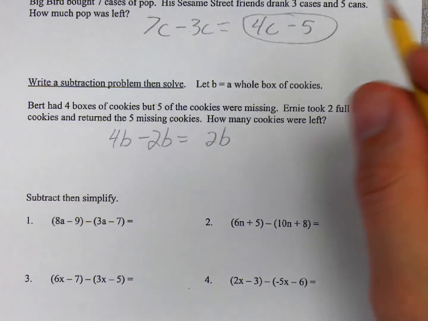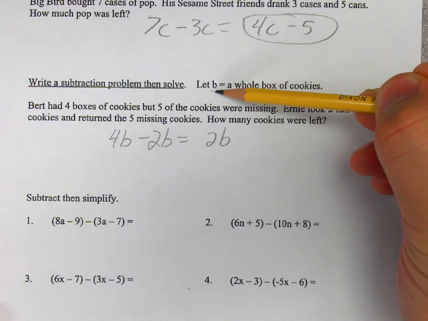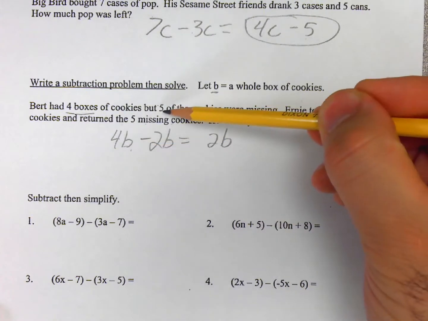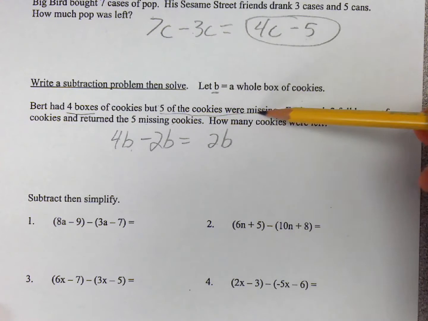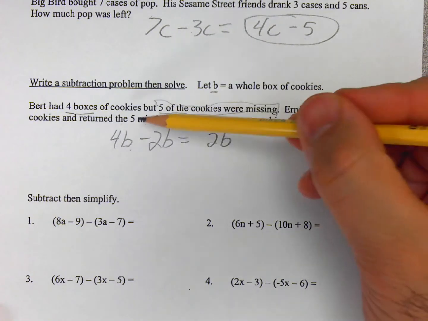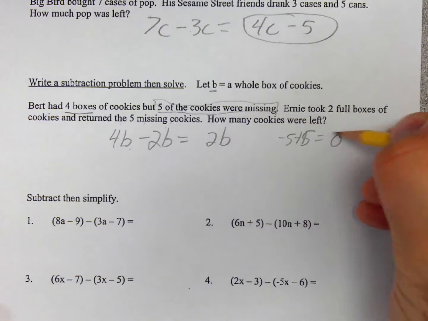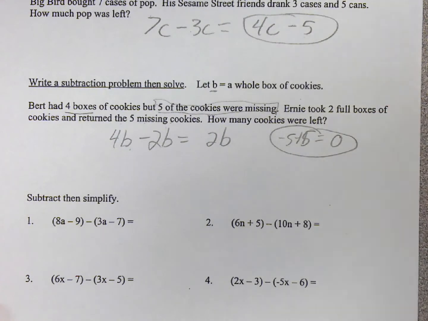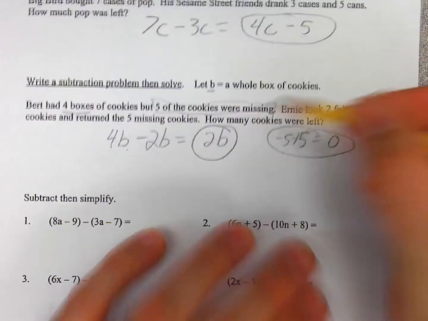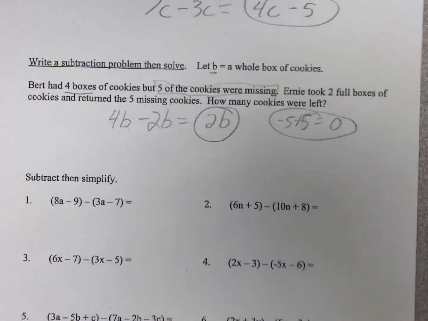And just make sure you turn the words like boxes into B, and the numbers that go with it. So 4 boxes turned into 4B. The 5 cookies, some of the information is not going to be as important as others. So if the 5 cookies were missing, but then he replaced them, well, negative 5 plus 5 gives me 0. So I don't need to include that in my final answer. All right? Just keep those kinds of things in mind. So the more you practice with the story problems, the better you get.